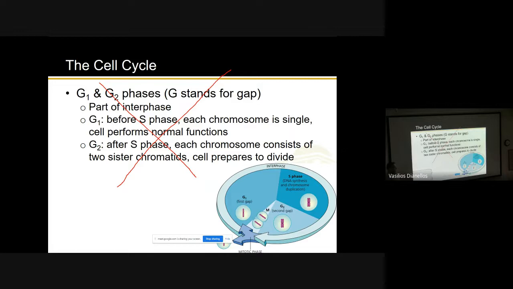But the point here is, again, for the exam, you need to know that in G1, you have a single chromosome. In G2, you have the sister chromatids. Because, more importantly, S phase is when the chromosomes duplicate. And S phase is the thing between G1 and G2. So any questions about interphase in general?